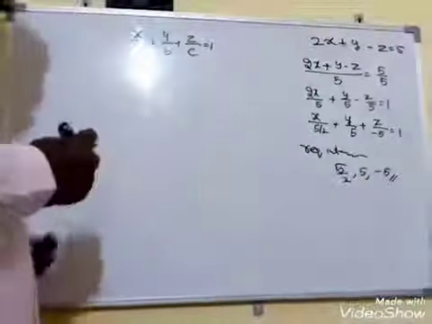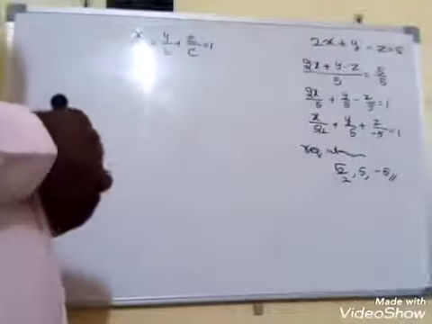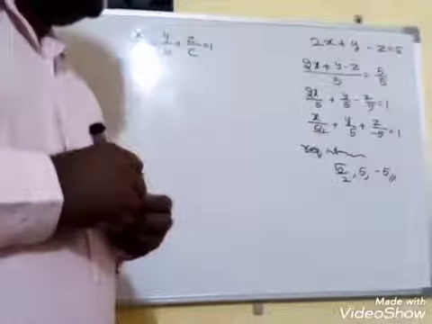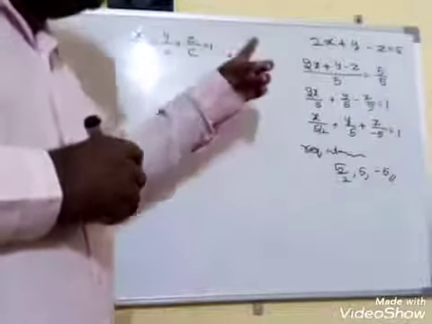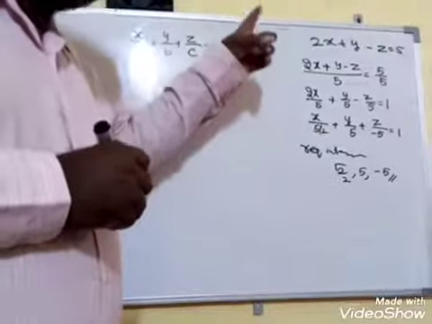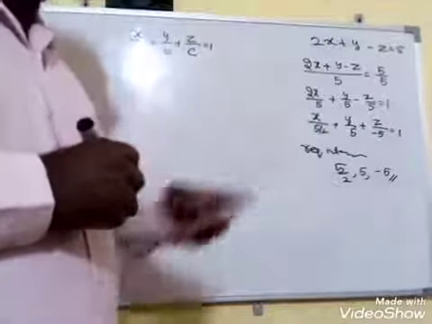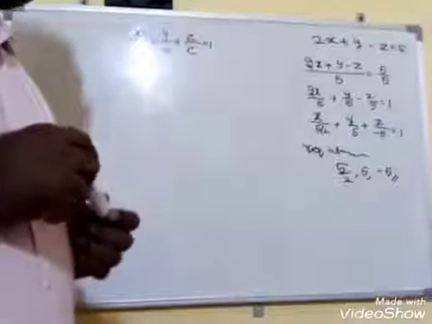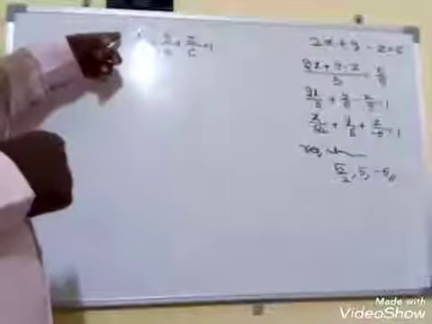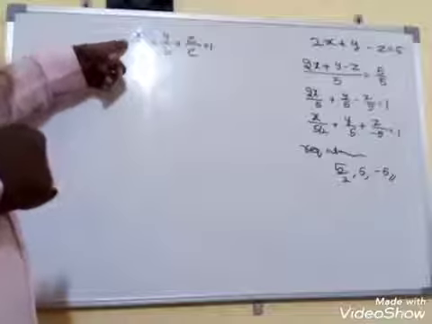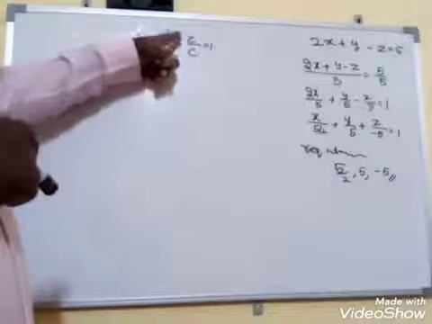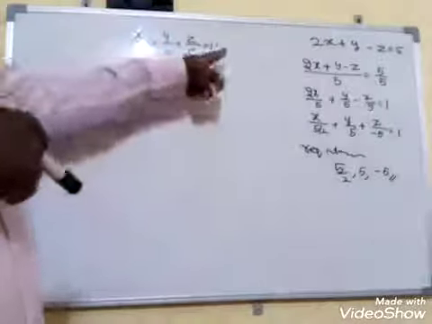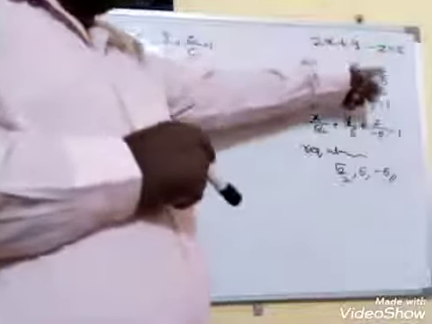Once again, I am repeating this question. Observe what they asked: find the intercepts made by the plane 2x plus y minus z is equal to 5 on the coordinate axes. Now, what is the intercept form of the equation? We have x by a plus y by b plus z by c is equal to 1. That means the right side should be 1. That's why we have to divide the total equation by 5.